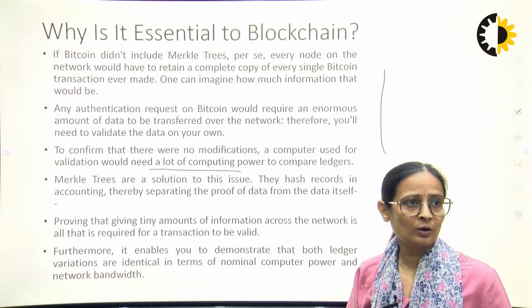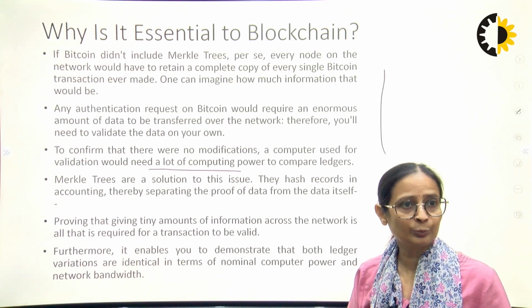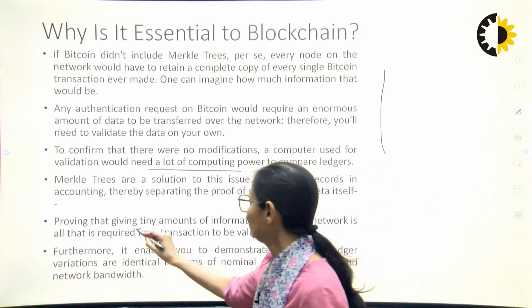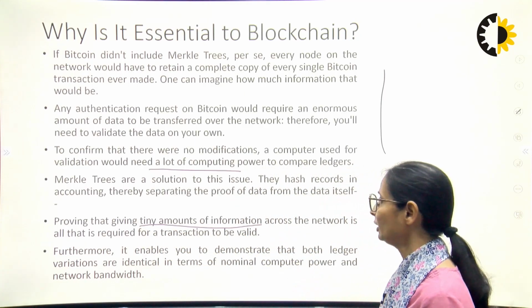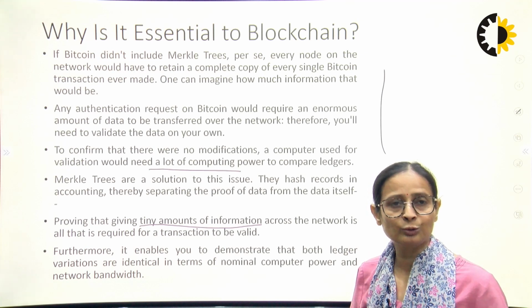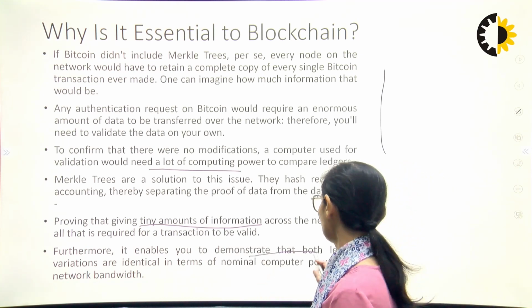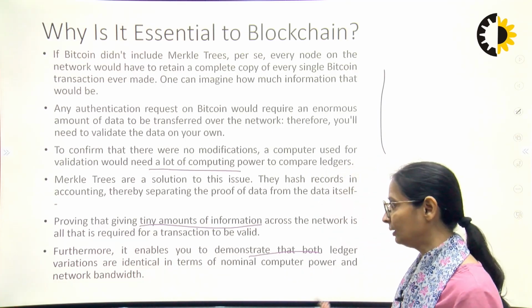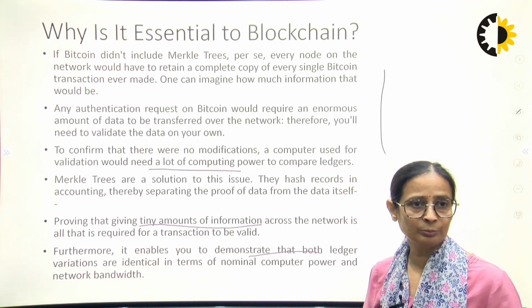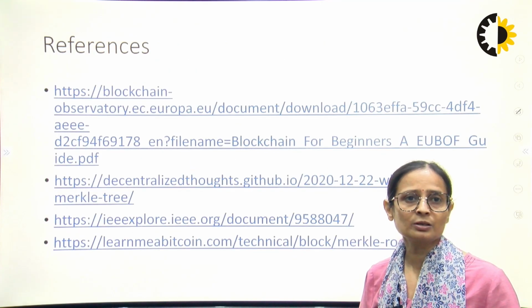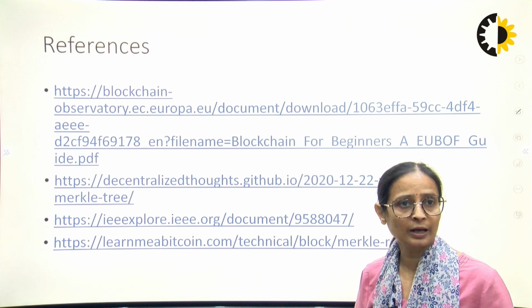They hash the records in accounting, thereby separating the proof of data from the data itself, thus giving a tiny amount of information across the network is sufficient to prove the validity of a transaction. Also, it enables us to demonstrate that both ledger variations are identical with nominal computer power and network bandwidth. So this is all about the Merkle tree, which we have discussed.